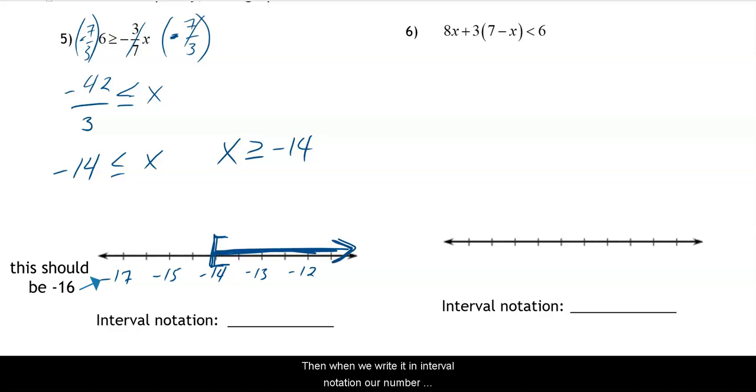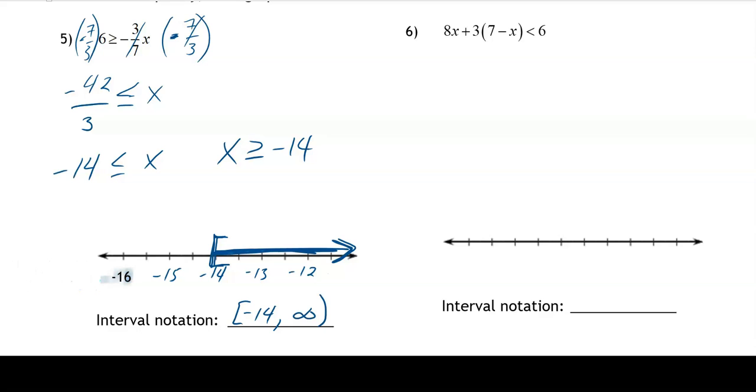Then when we write it in interval notation, our number line is going to help us. We have that starting point, that bracket, negative 14, comma, and then infinity, and that always gets a parentheses.